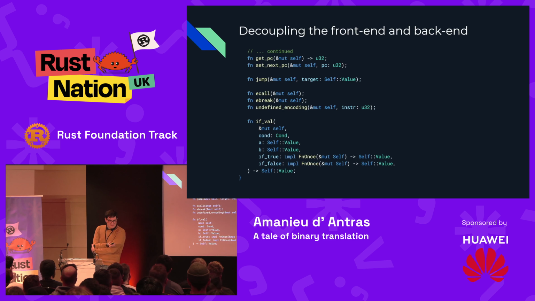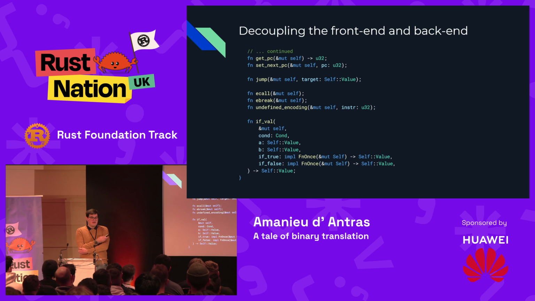Here's the rest of the trans trait. Some operations don't use value because they're compile time operations, like the current program counter address and setting the next program counter address. These need to be done at compile time because we need to know which instruction to translate next. However, the jump operation operates on the runtime value. We don't know where it's going to jump to. It can be a target that's not known at compile time.